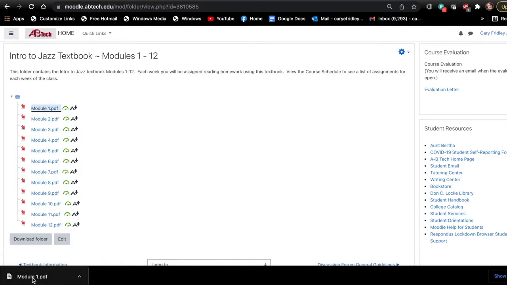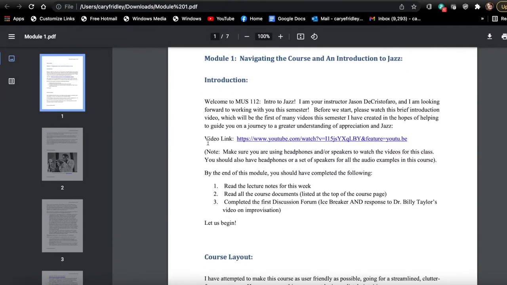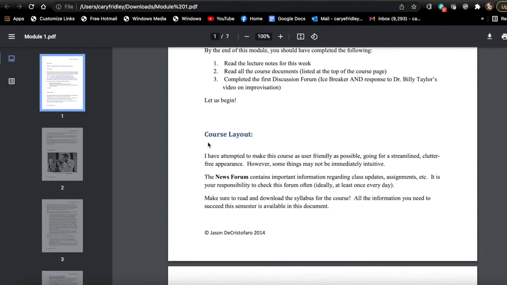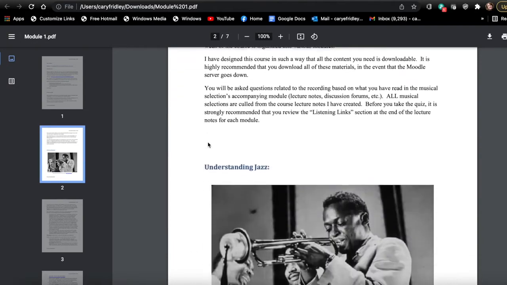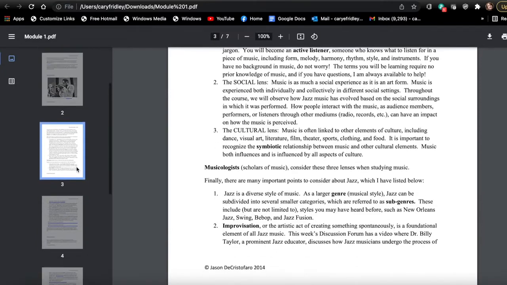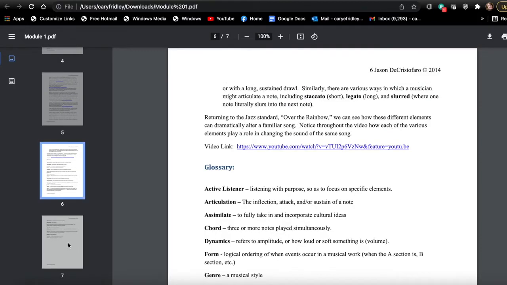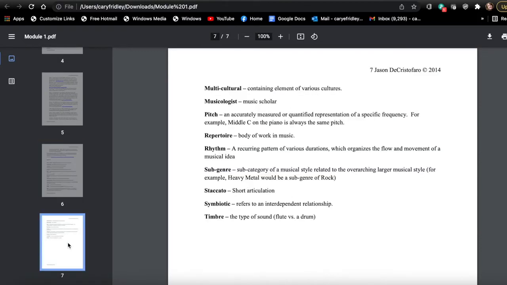So let's look at module one. That's what you need to read for this week. It's an introduction. It talks about how the course is laid out, and it tells about what makes jazz jazz. It's about 7 pages long. So you need to do that for this week. The last pages are a glossary.